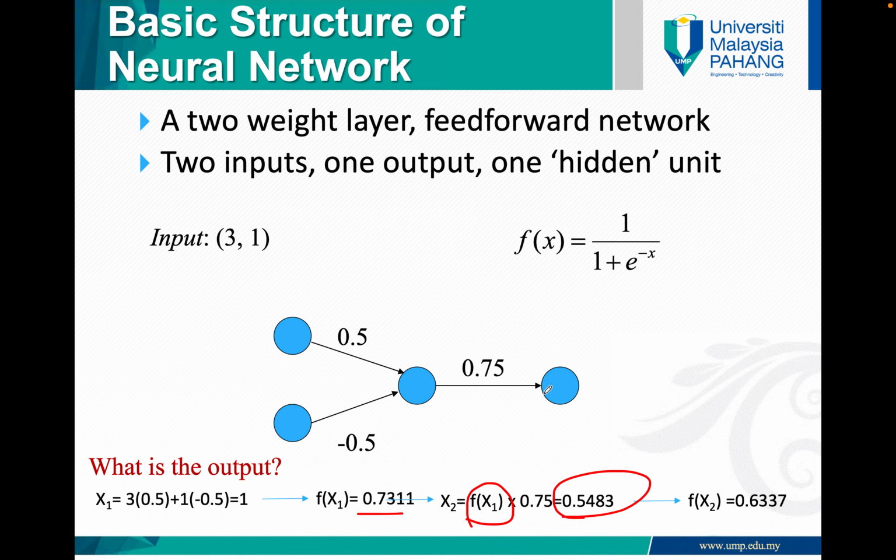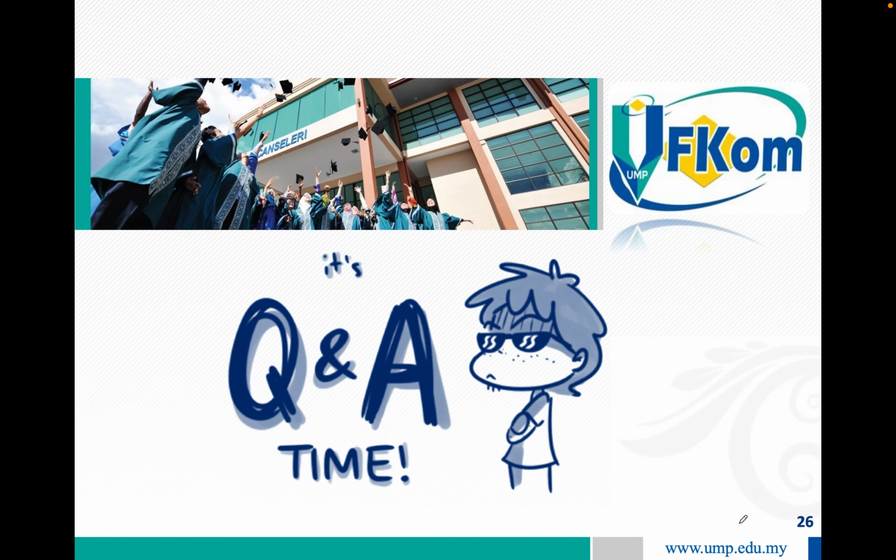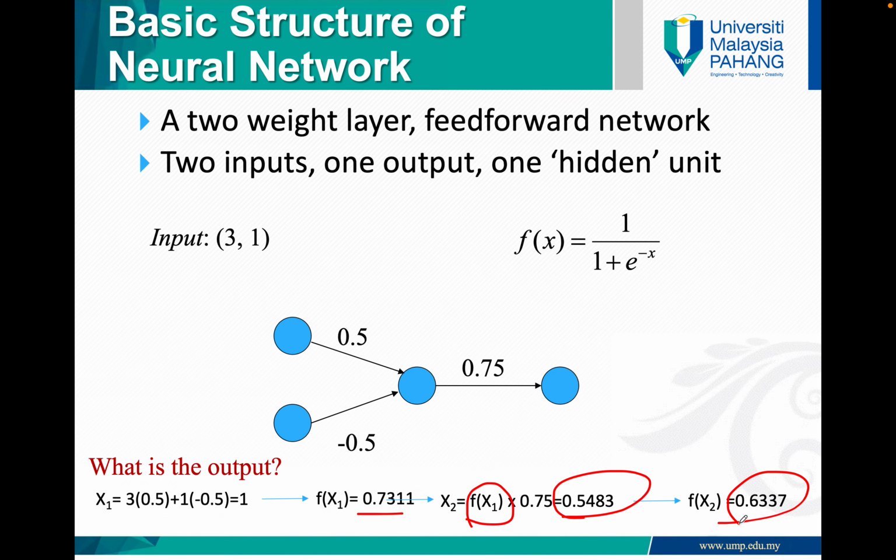Now we have arrived here. After that, what we have to do? We have to calculate f(x) again. This is just f(x1), and now we have to calculate f(x2) based on the new x value. We put this value in the formula again, 1 over 1 plus the exponent of negative 0.5483, and then you will get 0.6337. That's the example for the two weight layer feed forward network.